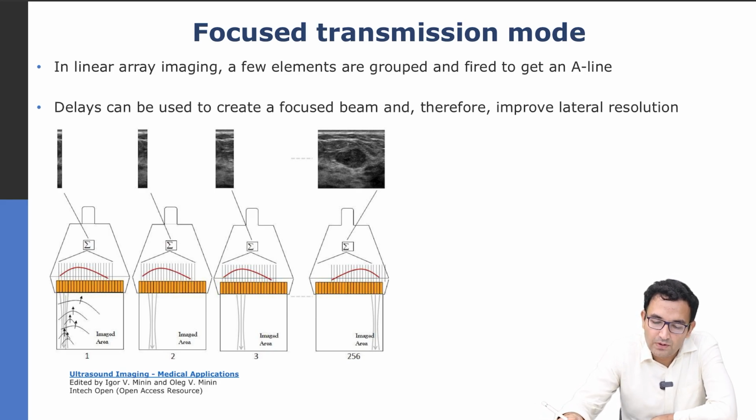Here what we do is we group a few elements and fire them to get an A line, and once an A line is formed, so this represents a single A line, and when we keep shifting and stacking up the A lines together, eventually we will create an image, right? And we want to create a focused beam. So when we focus the beam, at least at the focal point, you will get good lateral resolution, and as you are shifting laterally, that focus is also shifting.